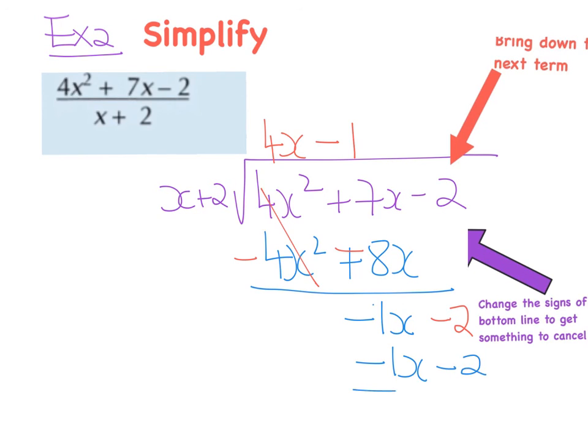And again, we follow that step here. Then you change the signs of the bottom line to get something to cancel. So if I change the sign, this will become a plus, and this will become a plus. A minus 1x plus a 1x actually cancels to give you nothing, and a minus 2 plus a 2 also cancels to give you nothing. So x plus 2 goes into this evenly. There is no remainder, and it is 4x minus 1.